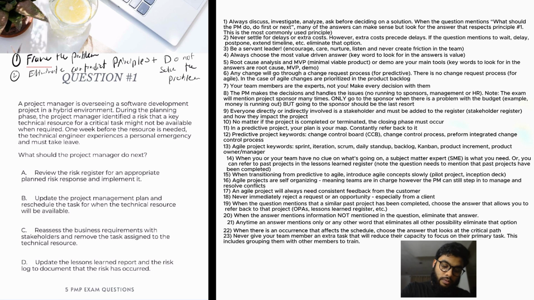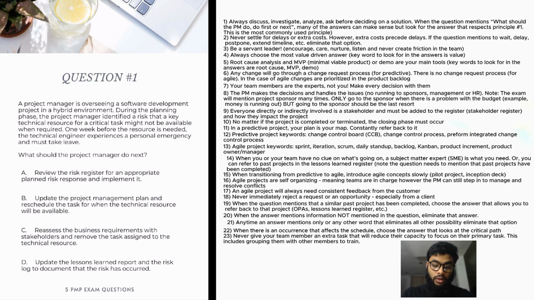Number 3, choose the answer that completely solves our problem. Okay, so 3 steps and 3 steps only. Remember, these steps are very, very important in order for you to properly and logically proceed in solving the question. All right, so let's start right now reading this problem together.